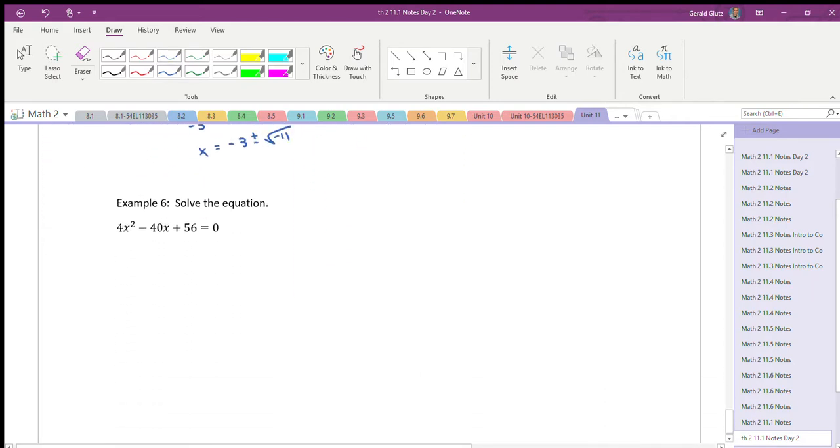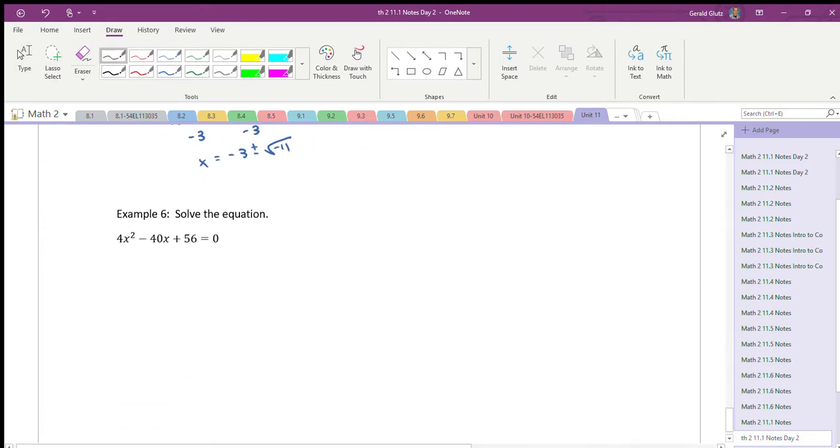And then our last example, I'm just going to say find the vertex instead of solving. So this time a is not 1, it's 4. But I can see right away that all 4 of these numbers are divisible by 4. So you can either factor out 4 or you can divide everything by 4.